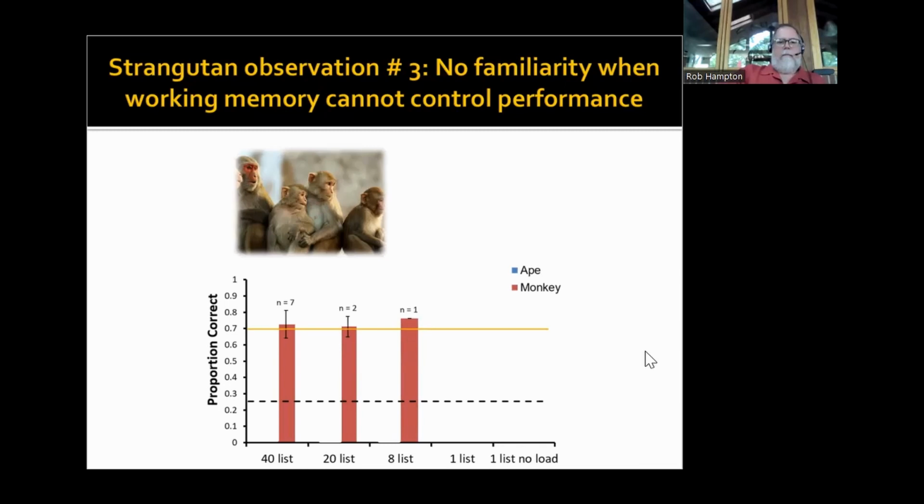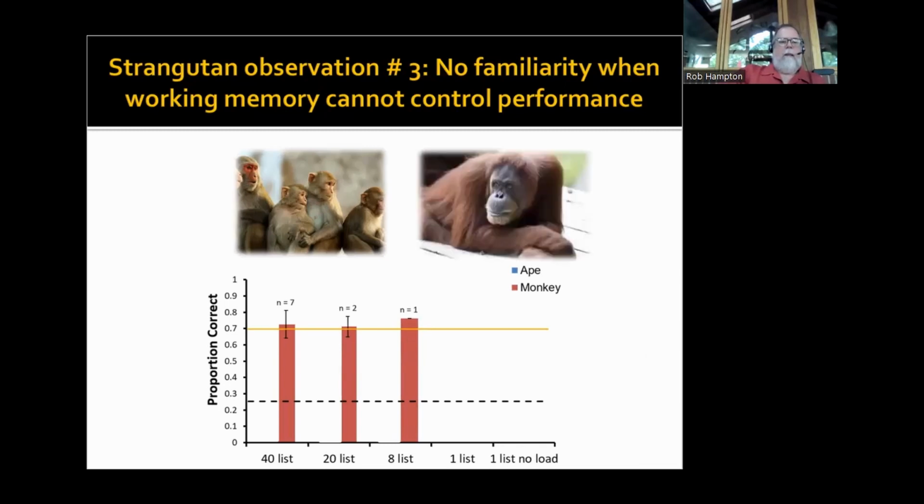Now, giving the exact same thing to the orangutans, what we see is out of the 40, none of the 6 animals that we could test were able to do it. We give them a list of 20, none of them can do it. You give them a list of 8. None of them meet criterion on this simple test where you just pick out the image you've seen before.